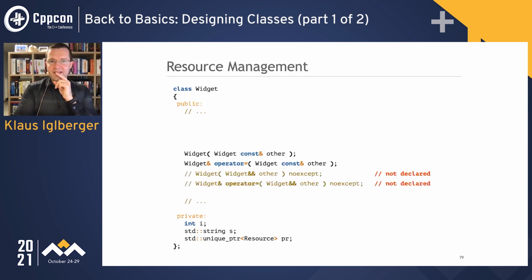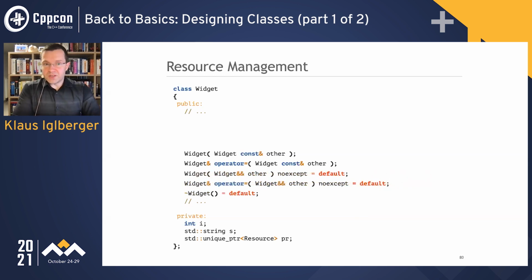However, that means that the move operations are suddenly gone. The compiler does not implement these move operations for us anymore. So we have to write them. And we also would, for the sake of completeness, add a destructor. The nice thing is it's easy because I can default them. The unique pointer does all the work for us. These default implementations actually work perfectly fine for us. But the class suddenly is a little more complicated.